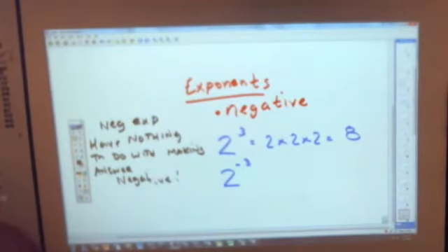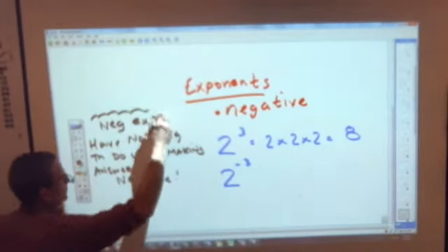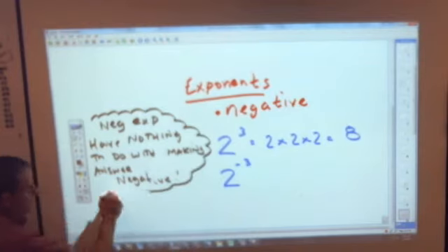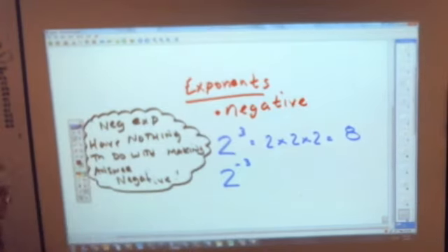Okay? A negative exponent has nothing to do with making your answer negative. As a matter of fact, the answer to this is not negative. So get that kind of out of your mind, because that seems to be something that everybody comes up with. And I am just going to tell you how this works.